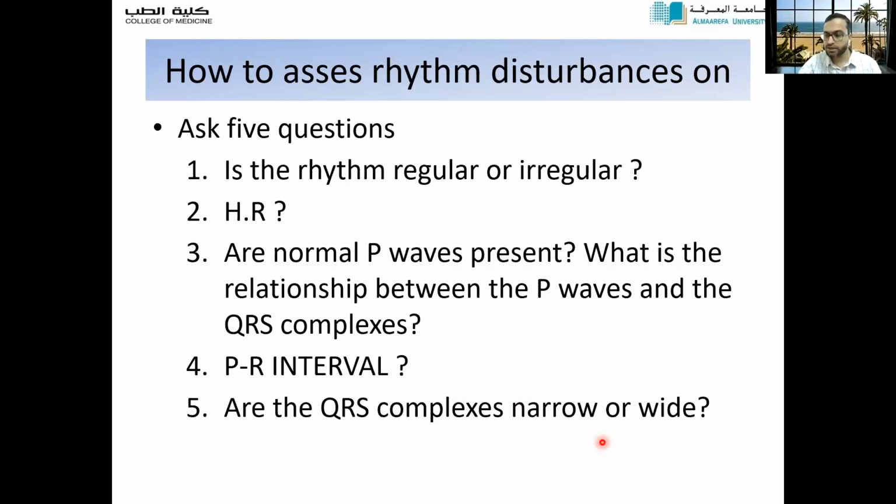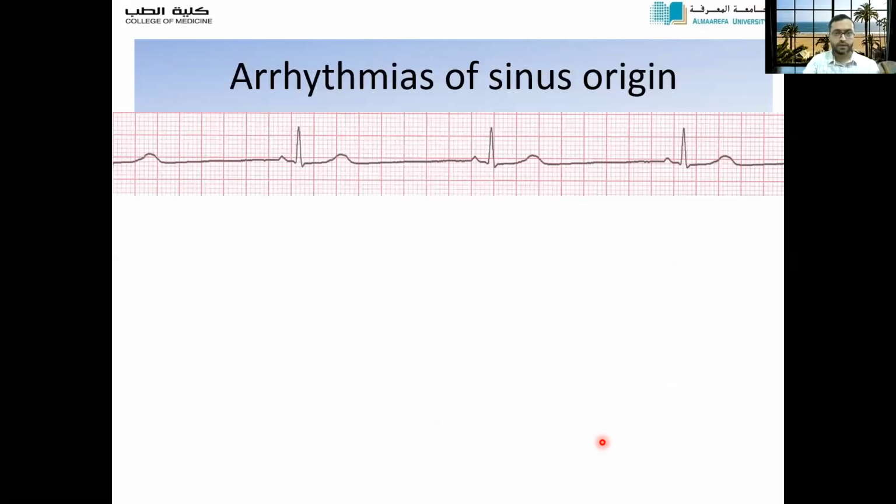So by keeping this in mind, let's proceed further. I'll give you some examples of arrhythmias or rhythm disturbances. Then we'll proceed further. Definitely, as I told you, because of the shortage of time, I cannot cover everything. Just a few examples, and then you can utilize the knowledge. And in future, inshallah, we'll arrange some lectures for the higher levels. Arrhythmias.